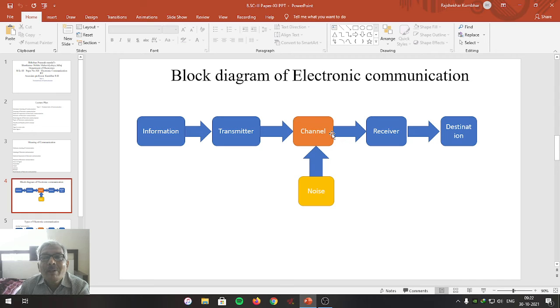Friends, by traveling through the channel, the signal reaches the receiver. The receiver works especially on the superheterodyne principle. Wide ranges of receivers are used in practice now. It depends upon the bandwidth of the signal which is arriving, the noise figure, the noise level introduced, the type of modulation, and also the type of destination. Accordingly, the receiver is designed.